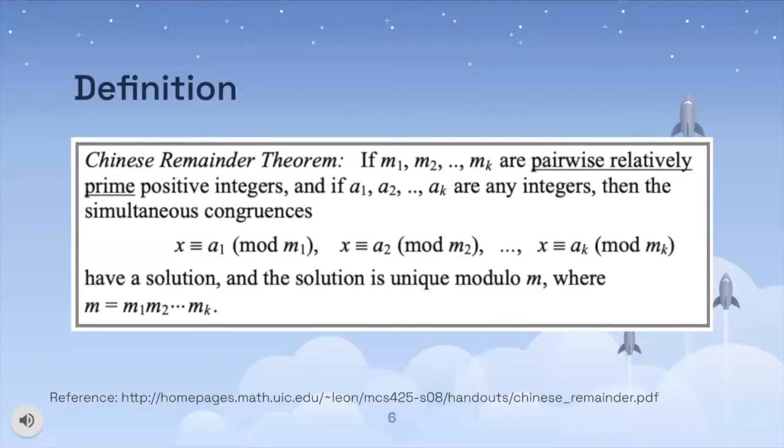Now I'm going to talk about the algorithm of the Chinese remainder theorem. To restate the definition, the Chinese remainder theorem states that if m sub 1 until m sub k are pairwise relatively prime positive integers, and if a sub 1 to a sub k are any integers, then the simultaneous congruences shown in the picture in the slide have only a unique solution modulo m, where m is the product of m sub 1 times until m sub k.